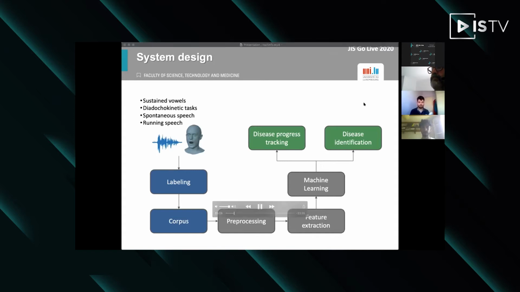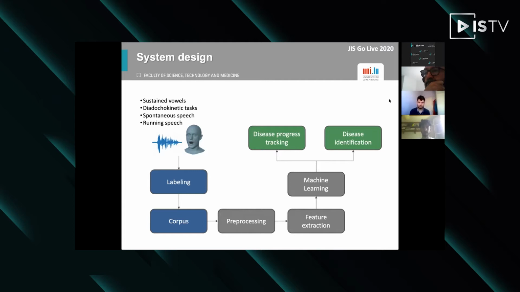In this slide, you can see the overall system design. We start with data collection, and various vocal tasks are used to collect speech data, such as recordings of sustained vowels, the diadochokinetic task, and spontaneous or running speech. After the voice is recorded, it needs to be labeled, and different kinds of labels are used for different tasks. For example, for disease identification, we simply label each of the speech samples with binary values, depending on whether it was produced by a healthy participant or a patient.